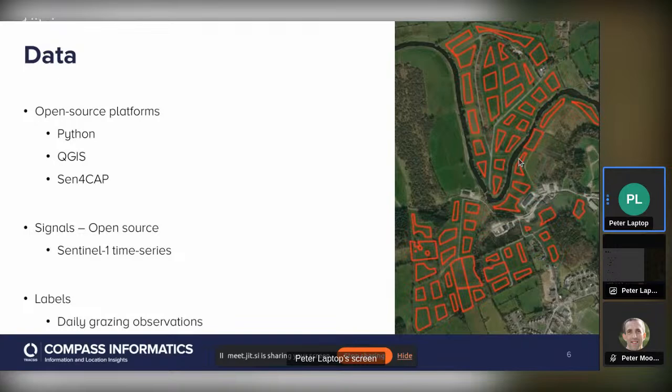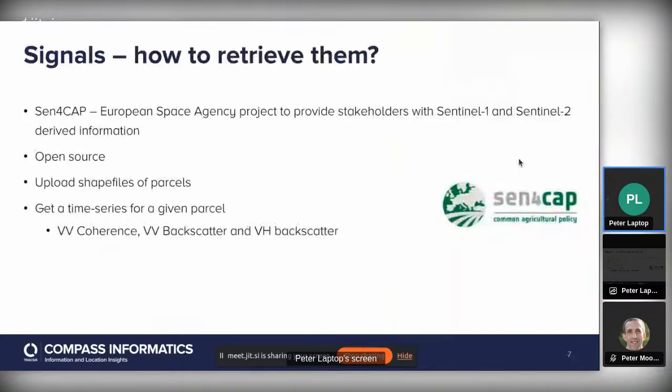Moving on to Sen4cap, they are part of the signal retrieval part of the project. It's an ESA project which aims to provide stakeholders, such as myself in this case, with Sentinel-1 and Sentinel-2 information. It's fully open source. It is a bit complicated at first how to use it. In very short terms, you upload a shapefile of parcels. You give the date range of when you want data, what type of data you want, and then it retrieves it for you over a very lengthy process.